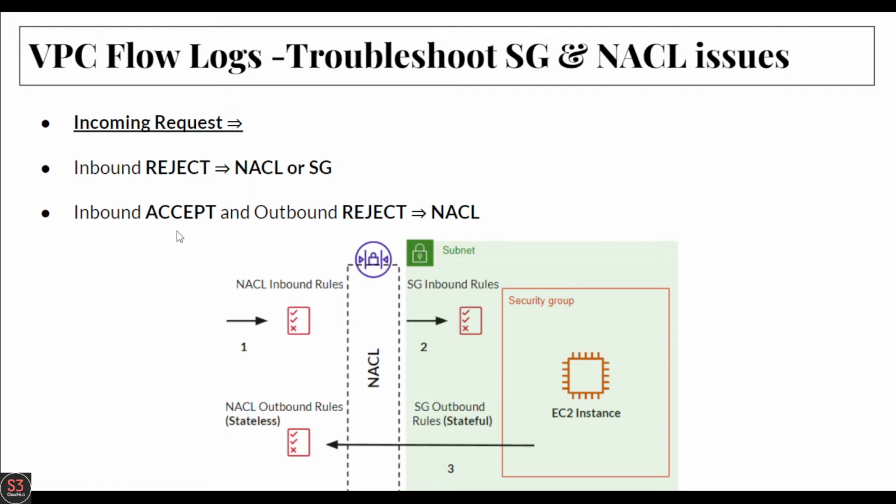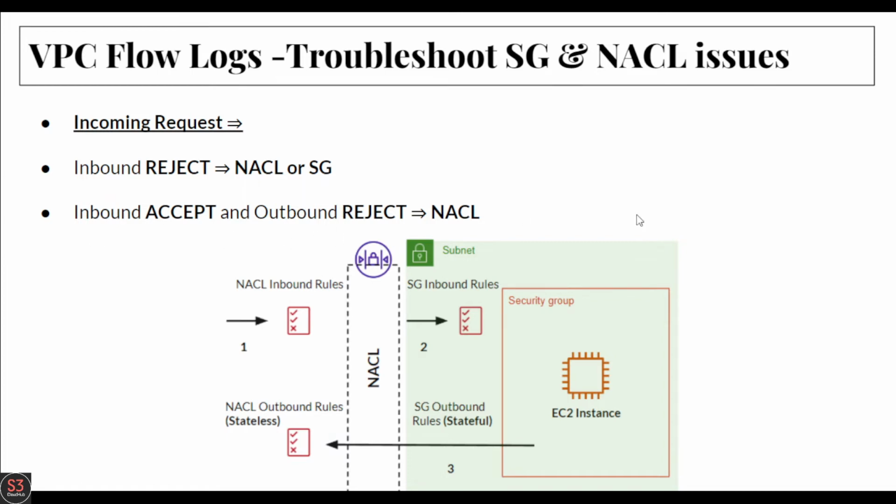And if the inbound is accepted and the outbound is rejected, then the issue is only with the network ACL. As we know, security groups are stateful. So if the inbound rule is accepted, automatically the outbound rule will be accepted. So if the inbound rule is accepted and the outbound rule is rejected at the time of response, then the issue is only with the network ACL. You have to fix that, and there is no issue with the security group in this case.